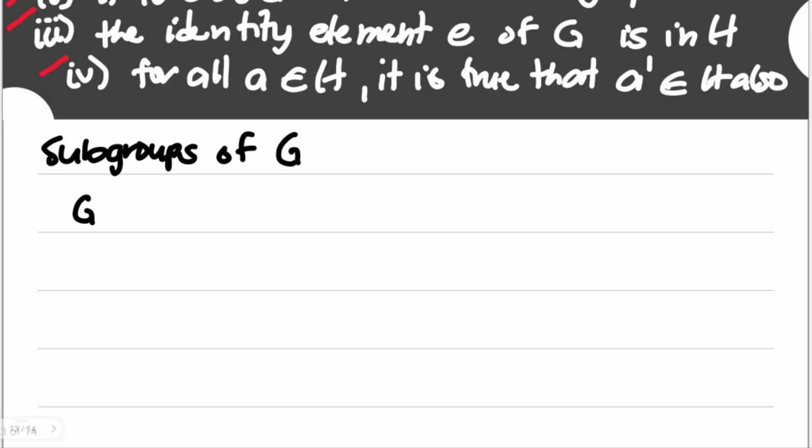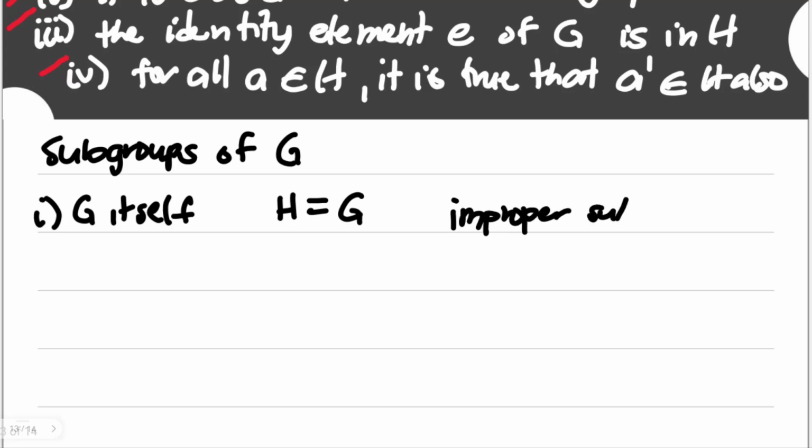Number one is G itself. Because it is possible that our H is actually equal to G, meaning all the elements in group G are also elements of the subset H. And since we know that a subset could also take all elements of a given set, G itself is also considered to be a subgroup. This is what we call an improper subgroup. So we also consider that as one of the subgroups. If you're asked to identify or list how many, don't forget to list the set G itself.